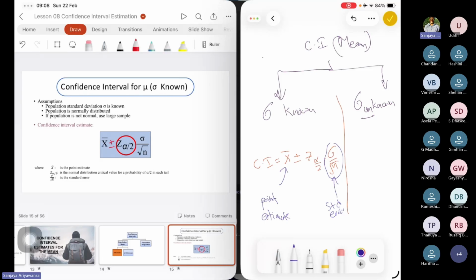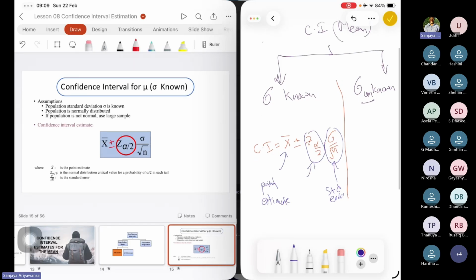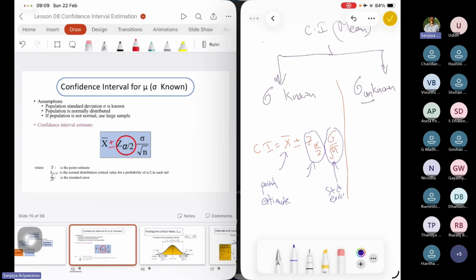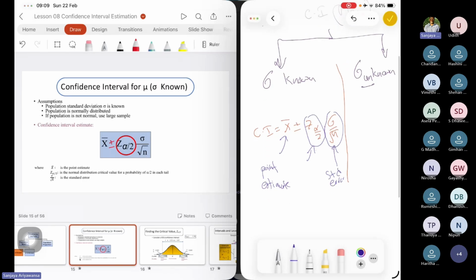And then this was what we used for sigma known, which is the z distribution. Sorry, when people are joining in, I think they're not muted, so I have to mute them also. That's why there's noise, okay.